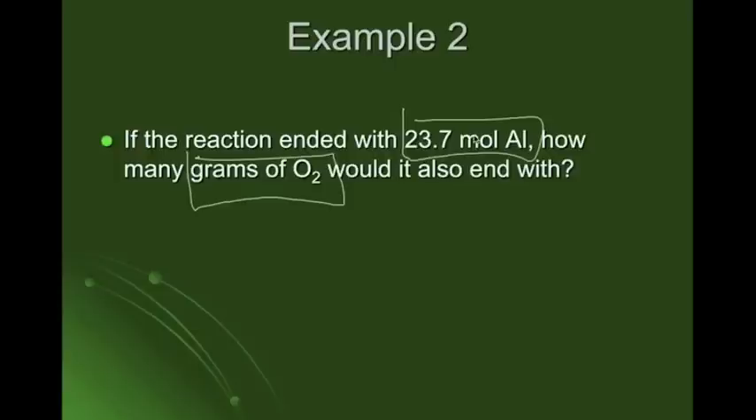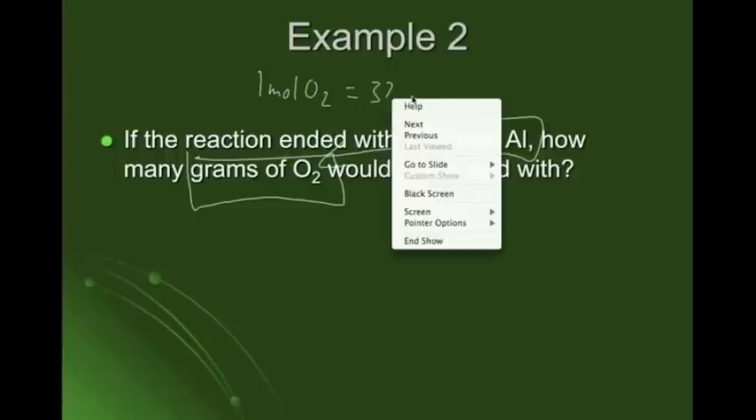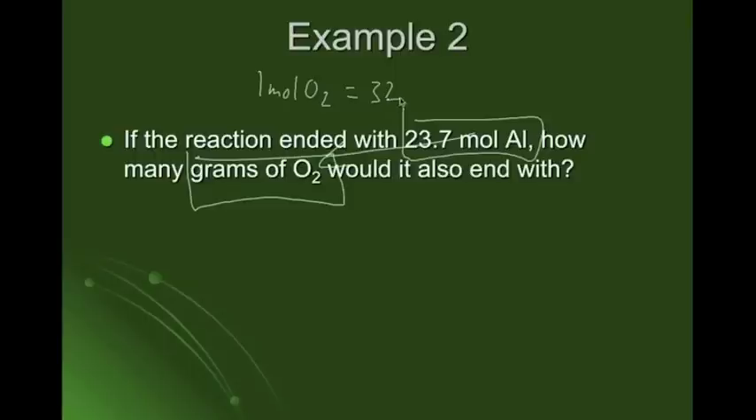Since we're starting with moles going to grams, the first thing we're going to use is our mole ratio to get it into moles of oxygen, and then we're going to use the molar mass of oxygen to get the grams. So we know that 1 mole of oxygen equals 32 grams of oxygen. All we did was take 2 oxygens, multiplied by its atomic mass of 16, and got 32. That's where we got that from.